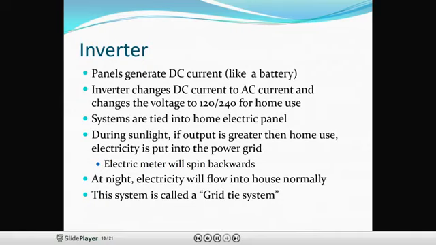During sunlight, if output is greater than the home's use, electricity is put into the power grid. The electric meter will spin backwards. At night, electricity will flow into the house normally. This system is called a grid tie system.